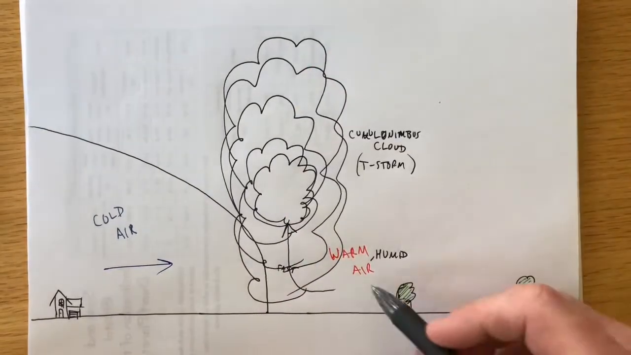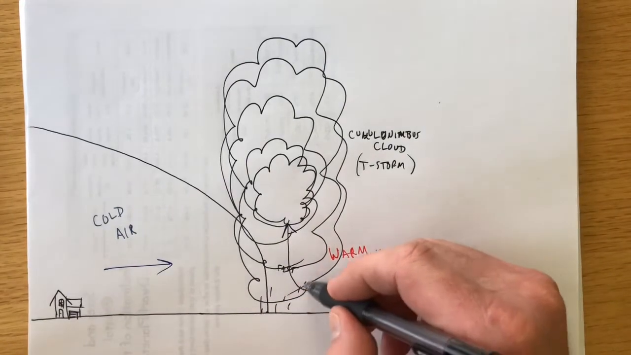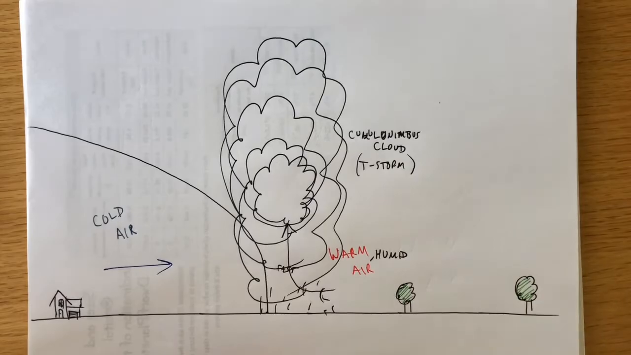So, as you can see, the air is rising quickly, it's condensing into these puffy clouds, and what we're gonna see is some really intense rain going on right here. And that's the basics of how thunderstorms form.